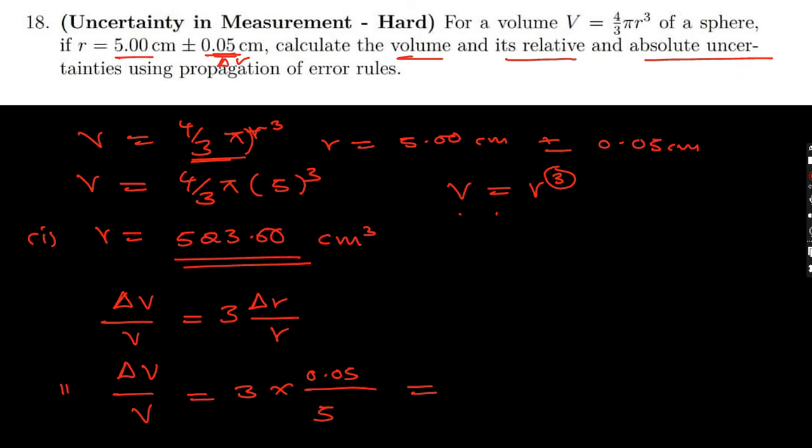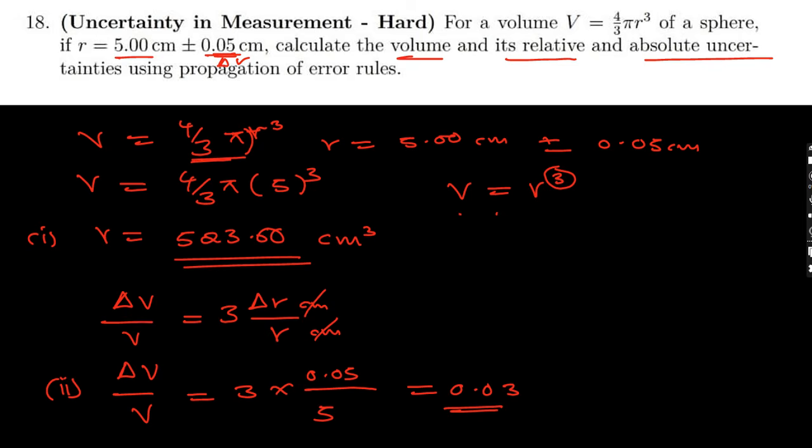So our relative uncertainty, which is part 2 in this case, once you punch this on your calculator, you're going to get 0.03. This is our relative uncertainty, and it has no units, because here we have centimeter over centimeter, which cancels.